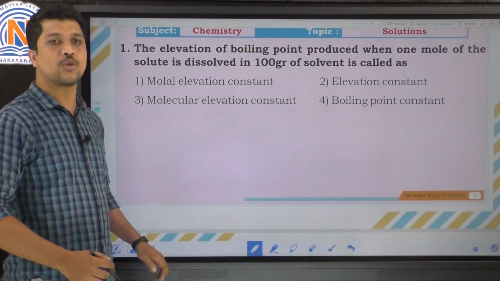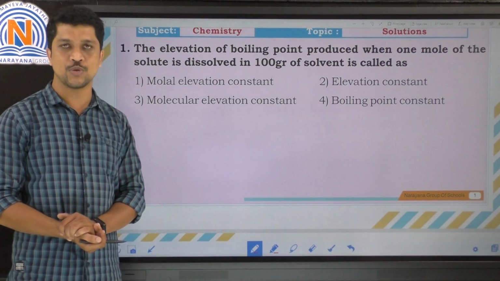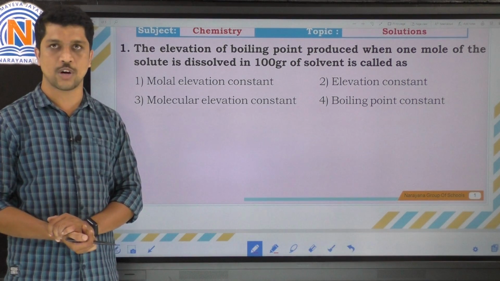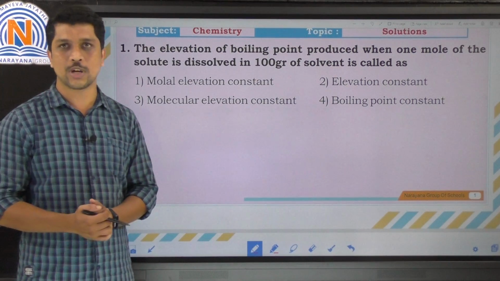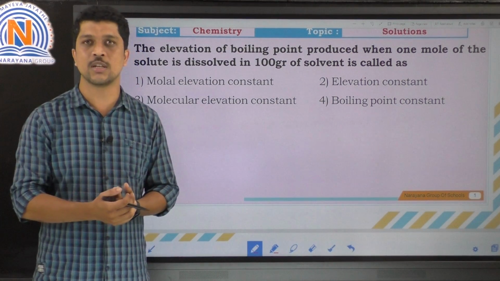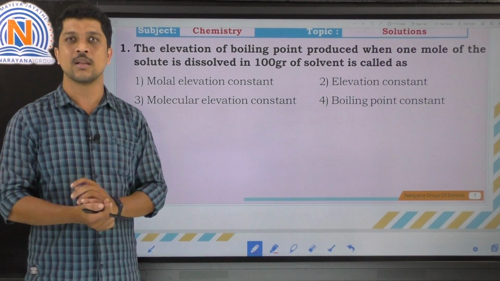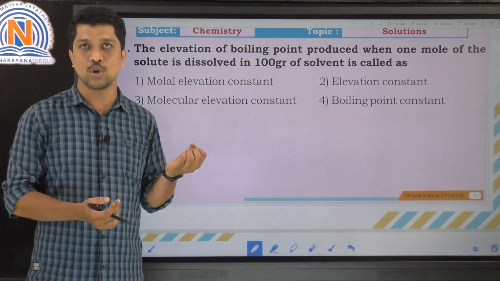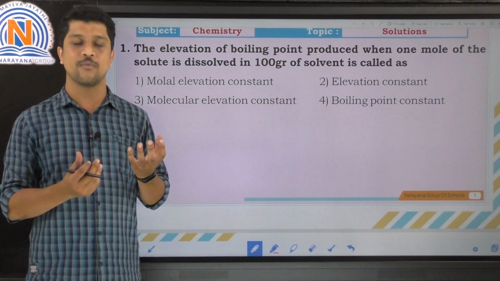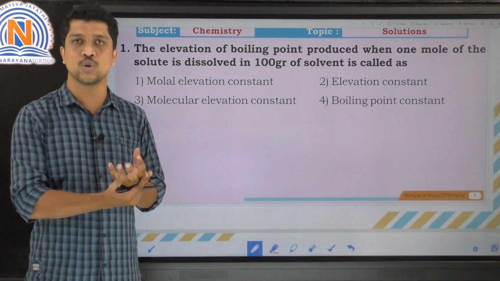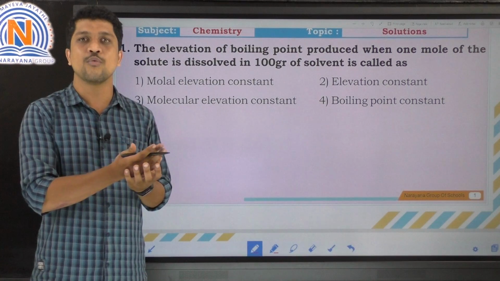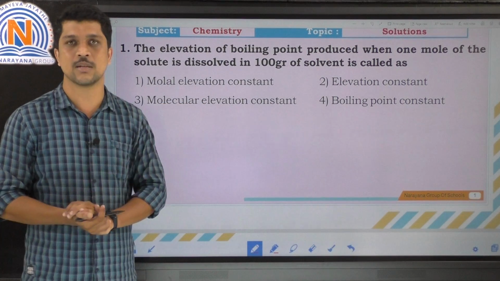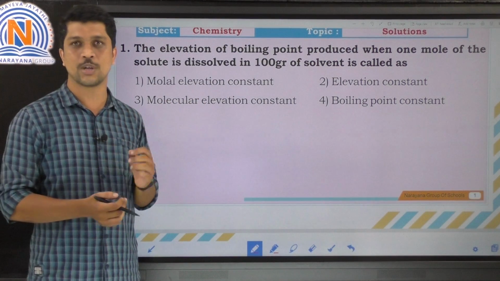Here is the first question. The elevation of boiling point produced when 1 mole of the solute is dissolved in 100 grams of the solvent is called as. So we know that boiling point is the point at which the vapor pressure of a solution is equal to the atmospheric pressure. For example, if you take a solution and heat it, you can observe the generation of vapors. When that vapor pressure is equal to the atmospheric pressure, that point is called the boiling point, right?